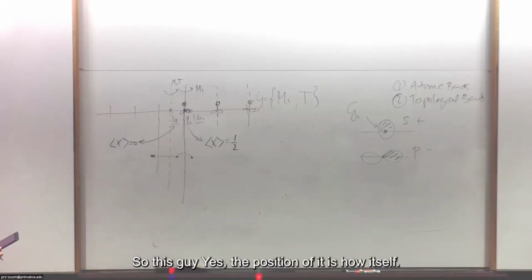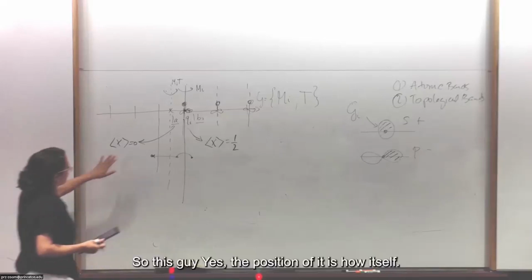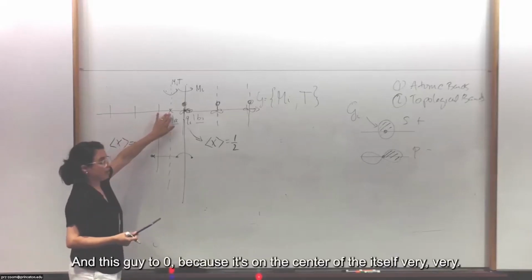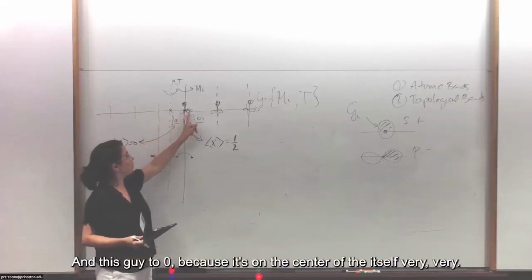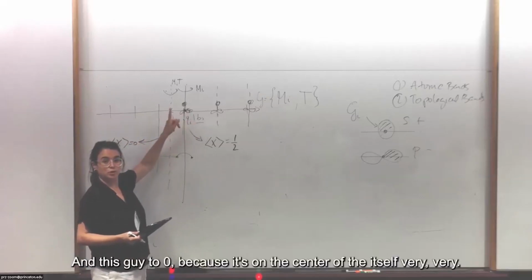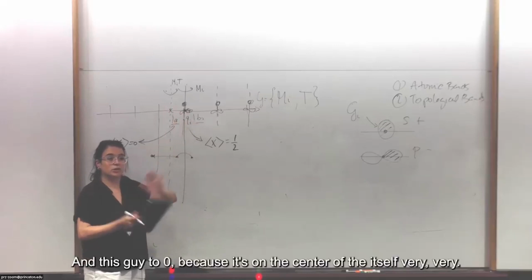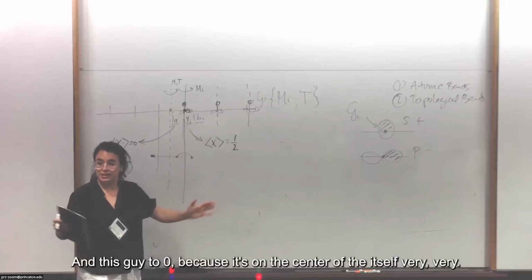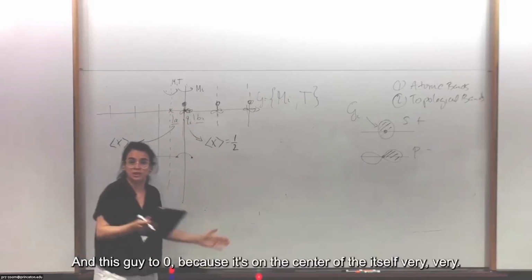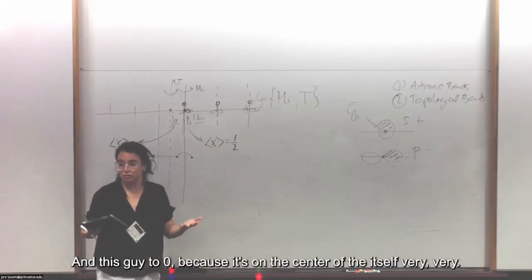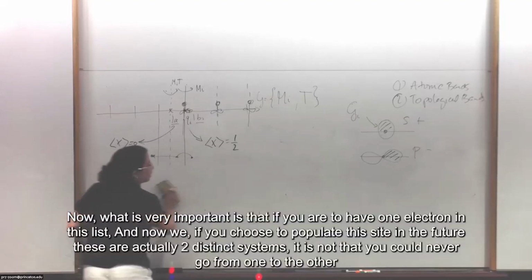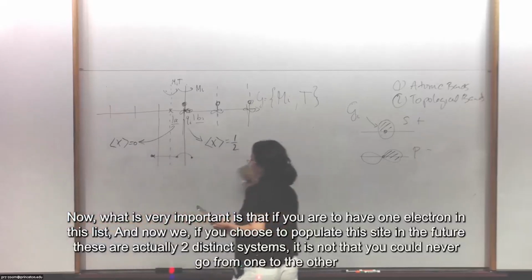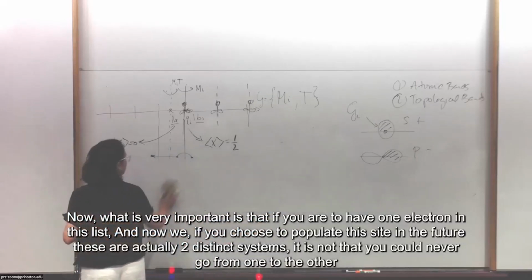Now, what is very important is that if you are to have one electron in this lattice, and you choose to populate this site, or you choose to populate this site, these are actually two distinct systems, in the sense that you could never go from one to the other smoothly. That sounds like topology, right? So that is exactly what happens. And you can see it very clearly.